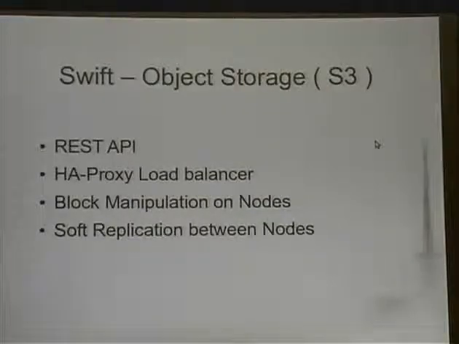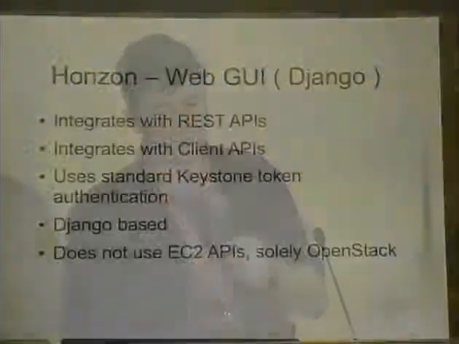Swift is the object store, with an HAProxy load balancer in front of it, a REST API, block manipulation on nodes, and soft replication between nodes. That's basically all you really need to know. And Horizon is the web GUI.